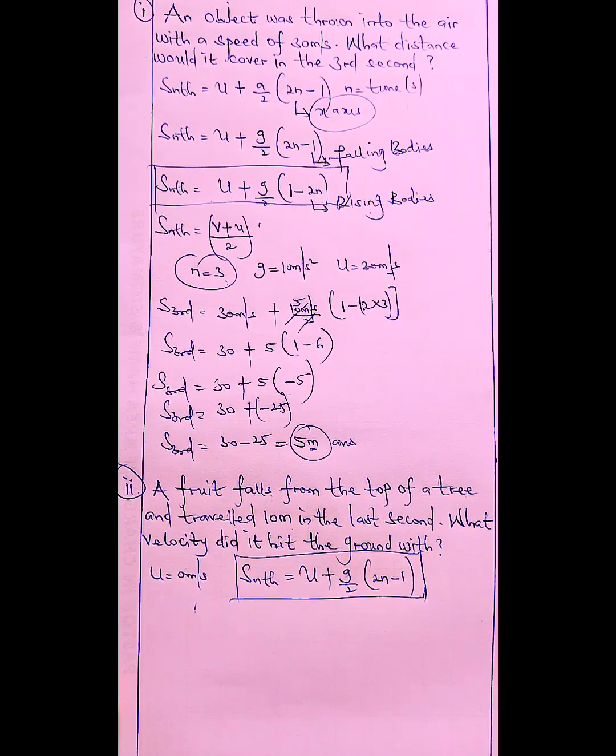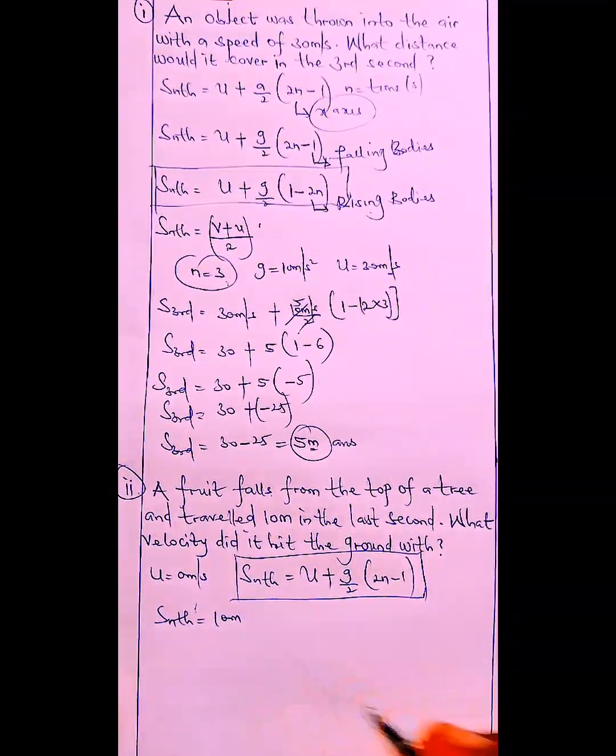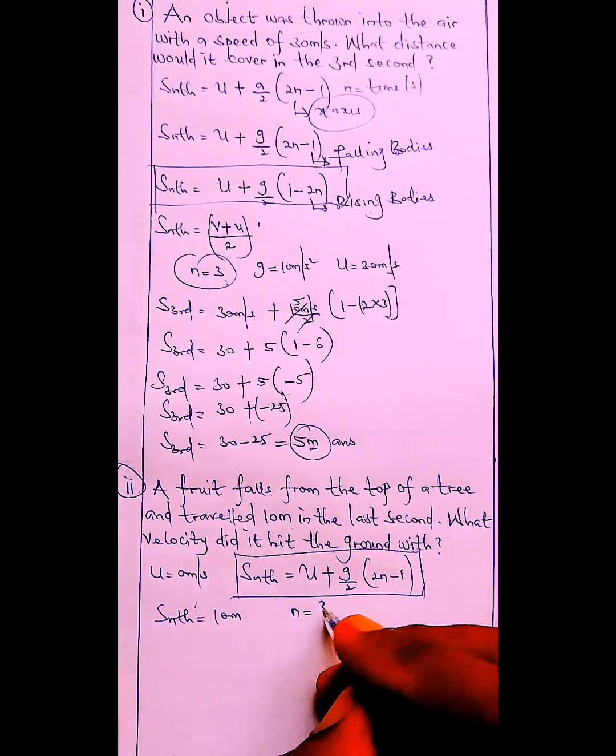So don't forget, they didn't tell us the time it took the body to fall. It wasn't mentioned. It didn't tell us if the body covered this distance in the 4th second or the 5th second. They just told us that 10 meters was covered by this body in the last second, but the second was not mentioned. So we're going to look for a way to get the second at which this body covered this 10 meters. The distance covered in the nth second is 10 meters. It's already stated.